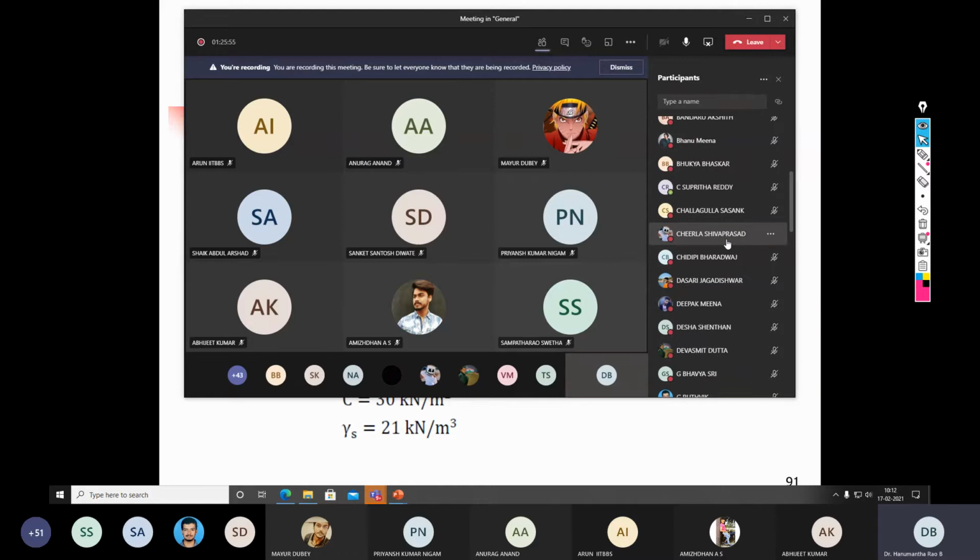Yes, sir. So what are you doing? I'm trying to find out the depth factors, sir. Okay, depth factor. Did you calculate the shape factors? Yes, sir. Both are nearly equal, 1.5 and 1.5. Okay, very good.